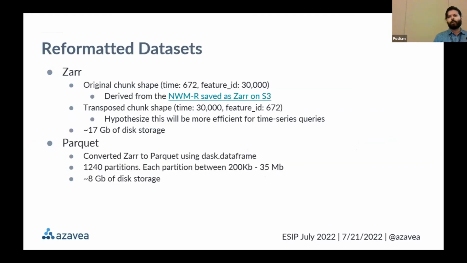And we are reformatting the datasets. So we have the original chunk-shaped Zarr. We also have the transposed chunk shape, which we hypothesize will be more efficient for time series queries. So it's the same data, just chunked differently. And we have Parquet, which is made via the Dask DataFrame.